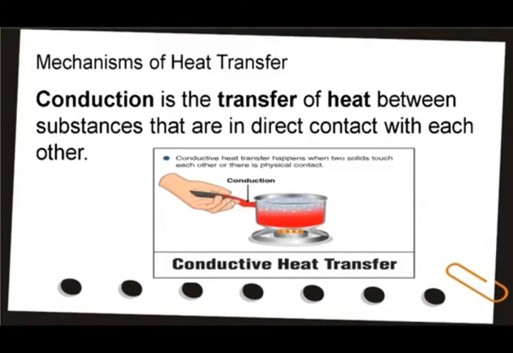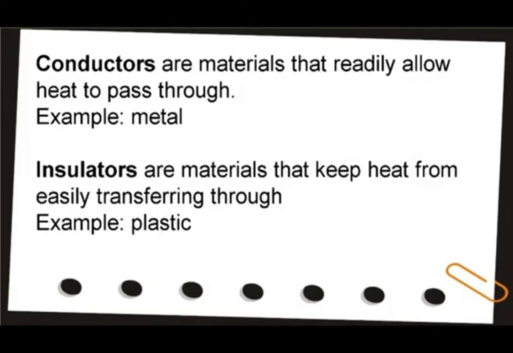From the activities, you have learned the mechanisms of heat transfer. There are 3 mechanisms of heat transfer. The first one is conduction. It is the transfer of heat between substances that are in direct contact with each other, just like the one in the picture. The heat from the handle of the pan is being transferred to your hand.